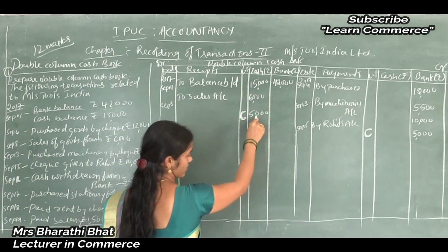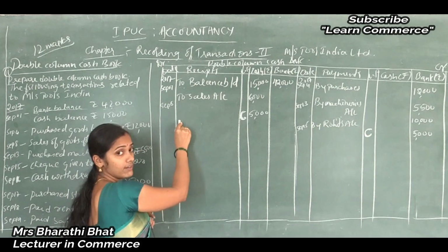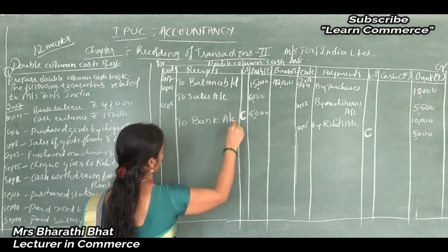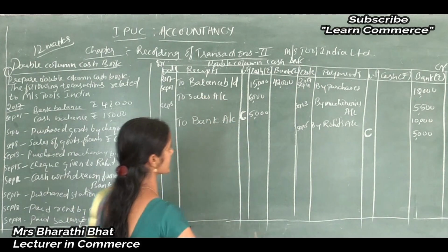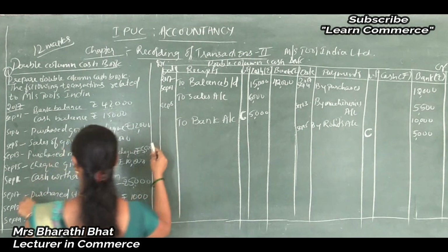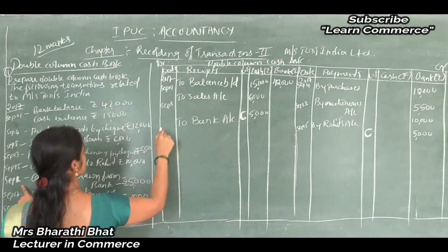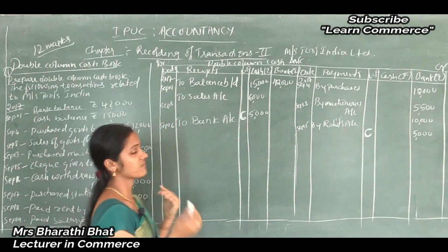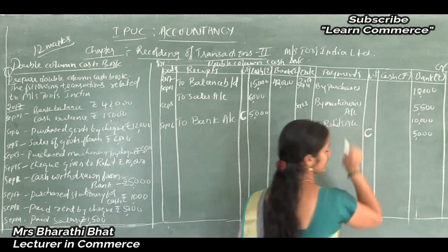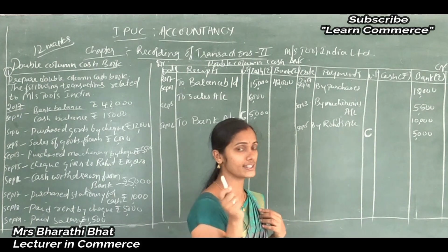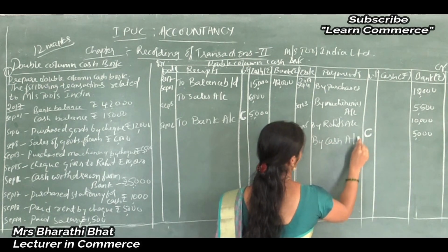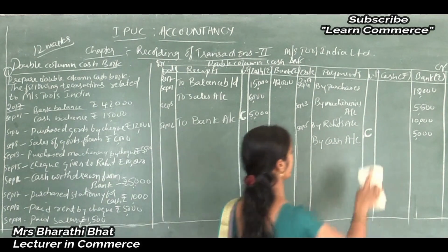We received cash, right? From where? Who is the giver? Yes, the bank is the giver. So to bank account. We received cash means the organization received cash from the bank. So the next step is to mention the date, September 16. So we received cash from the bank, and the bank paid to the organization in the form of cash. So by cash account.